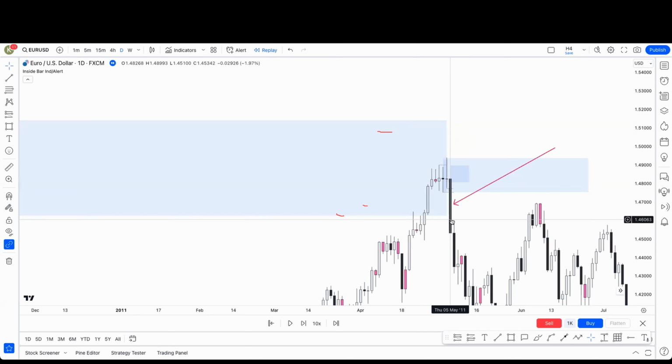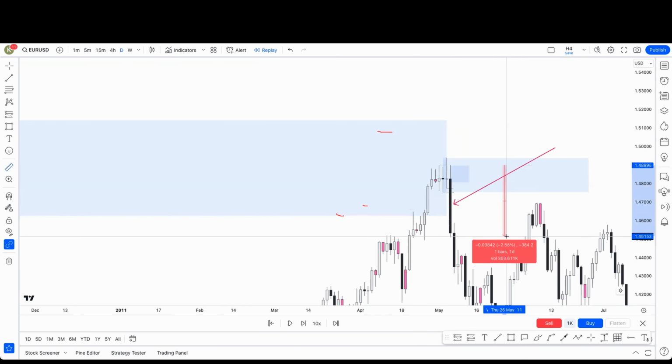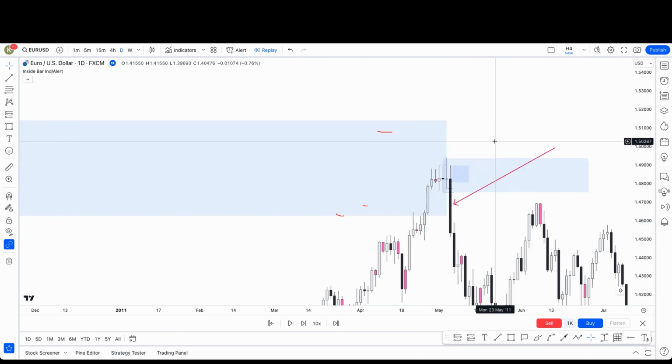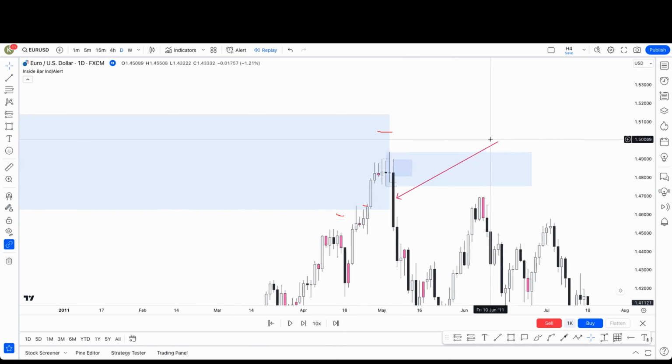So yeah, 292 pips in a day. That was just from the start, so probably 320. 386 for the whole day, the range. That's crazy. For EU, that's mad. What was the date? 5th of May, 2011. Can't tell you what happened back then.